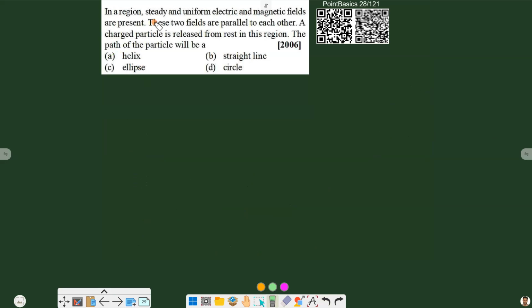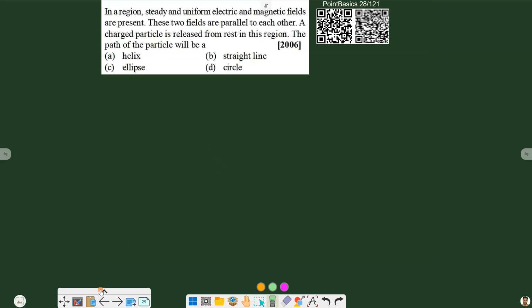In a region where steady and uniform electric and magnetic fields are present, the two fields are parallel to each other. A charged particle is released from rest in the region. The path of the charged particle will be. So we have to find out the path of the charged particle.